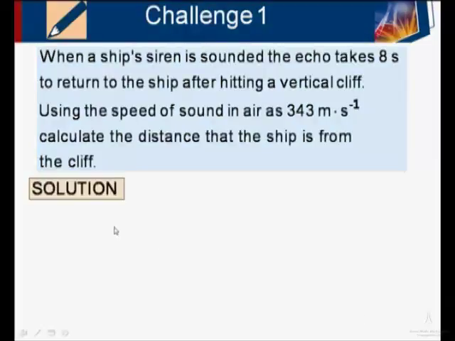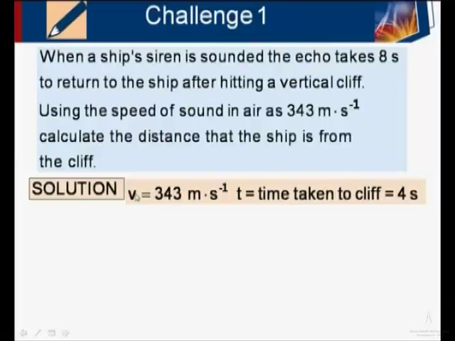Looking at the solution to challenge number 1. First of all, the speed of sound in air is 343 meters per second. And the time is the time taken to the cliff. Now remember here it is 4 seconds.